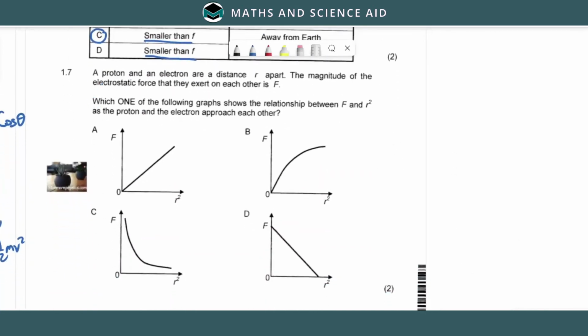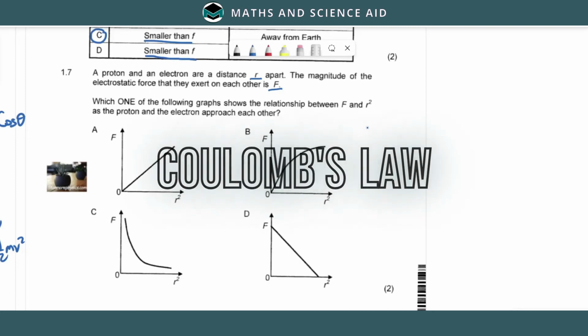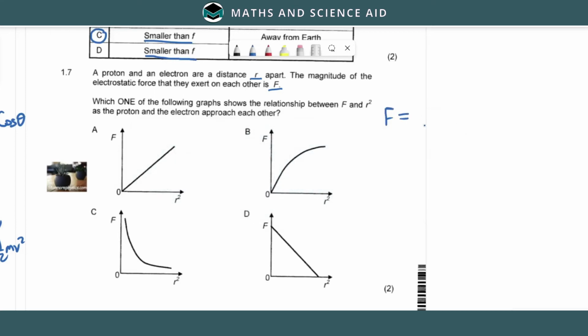Now, 1.7 says a proton and an electron are at a distance r apart. The magnitude of the electrostatic force that they exert on each other is F. Which one of the following graphs shows the relationship between F and r squared as the proton and the electron approach each other? Now, this is obviously a Coulomb's law type of situation, so you can actually use Coulomb's law to solve this.